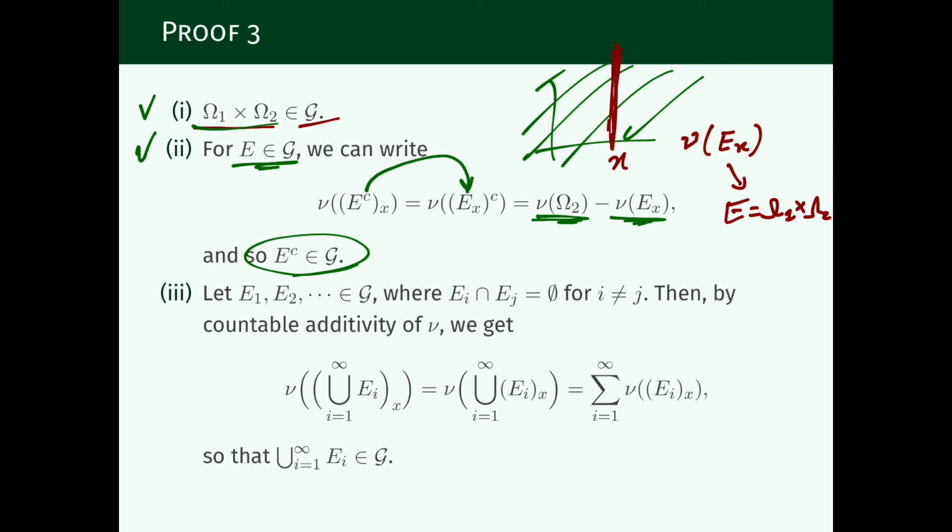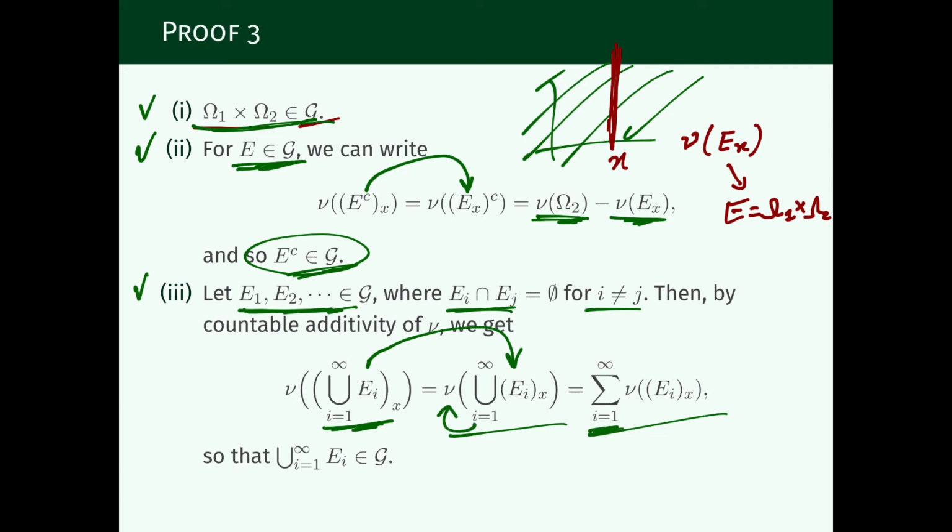So the whole space is in the family. For every set in the family, the complement is also in the family. And now disjoint countable unions. We take a sequence of disjoint sets which are in the family, and we consider the union of these sets. We have already seen this identity, that the section of a union is the union of the sections. And because nu is a measure, it is sigma additive, so we can take the sum. The union goes out in the form of a sum.